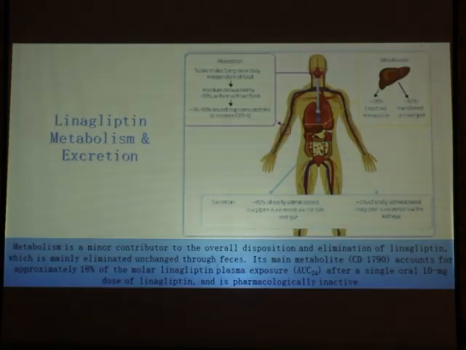Next one. So, coming to linagliptin metabolism and excretion, important slide. Only 18% is the inactive metabolite, 82% is excreted in the feces unchanged. The tablet is 5 milligram once daily, and the absolute bioavailability is 30%. 70 to 80% is bound to plasma proteins. Excretion, 85% of the orally administered dose is excreted via the bile and gut and through the feces. Only 5% of the orally administered dose goes to the kidney. So the kidney takes care of only 5% of linagliptin. Metabolism is a minor contributor to the overall disposition and elimination of linagliptin, which is mainly eliminated unchanged through feces. Remember, its main metabolite accounts for approximately 18% of the molar linagliptin plasma exposure after a single oral 10 milligram dose. The trial dose was 10 milligram. We don't use 10 milligram in day-to-day practice.